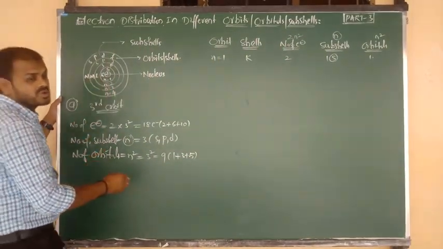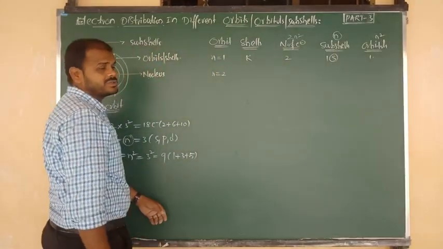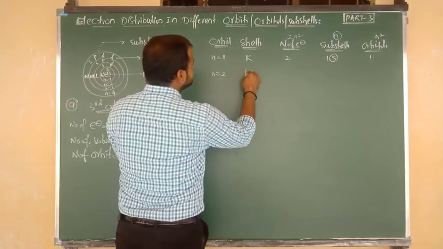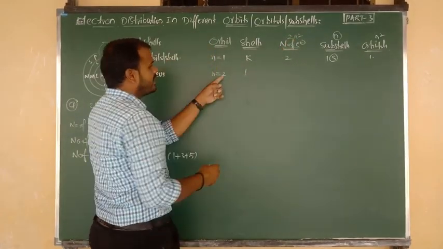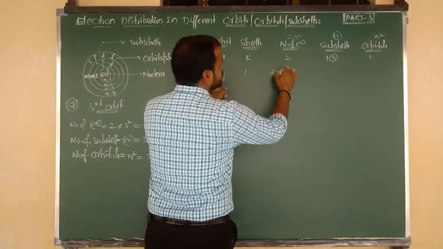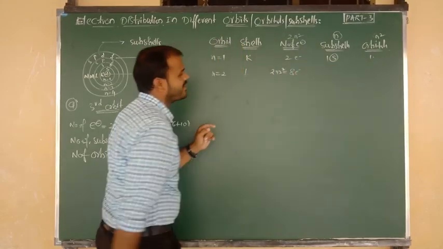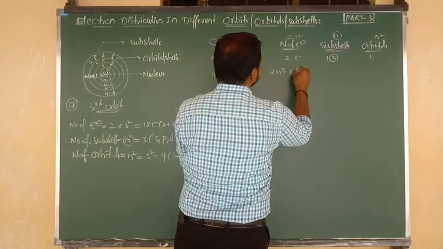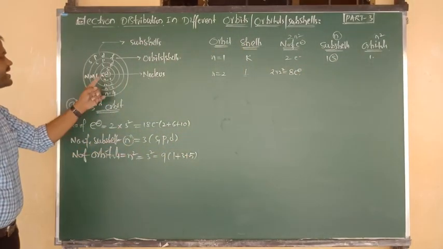Next, go to the second orbit. Second orbit means n equal to 2, which is the L shell. How many electrons does the L shell contain at maximum? 2 into n square, so 2 into 2 square. 2 square is 4, and 4 twos are 8 electrons.